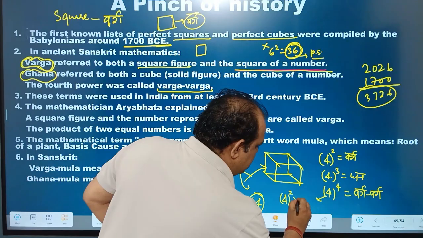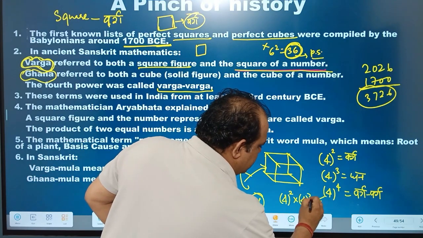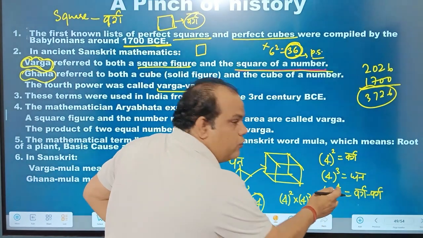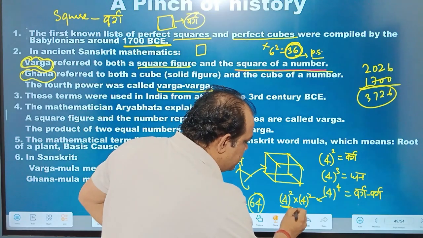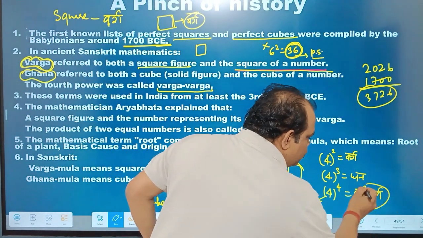4 to the power 2 multiplied by 4 to the power 2, right? We know the powers get added and it becomes 4 to the power 4. So this is 1 varga, this is 1 varga. This is 2 varga, varga.